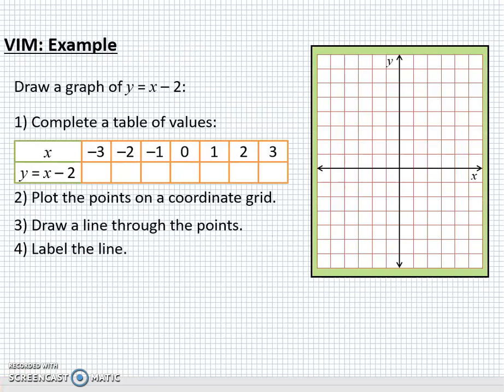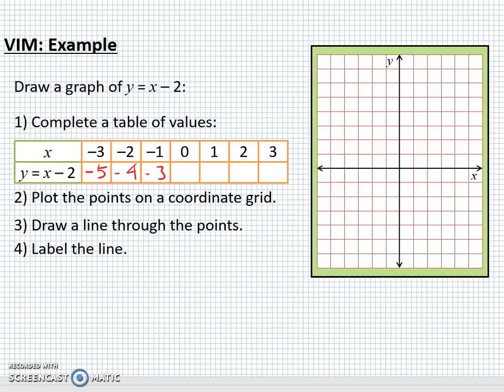Here is another example. Okay, so we're going to draw the line of y equals x minus 2, subtract 2. So step 1, we're going to complete our table of values. Okay, so we're going to do whatever our x value is, take away 2. Okay, so our x value here is negative 3. So negative 3 subtract 2 would be negative 5. Okay, then we're going to do negative 2, take away 2, so that's negative 4. Negative 1, take away 2, that's negative 3.